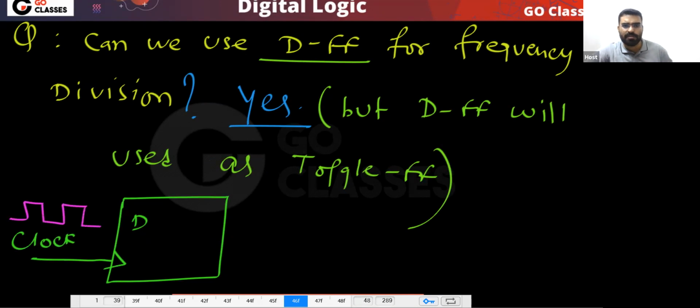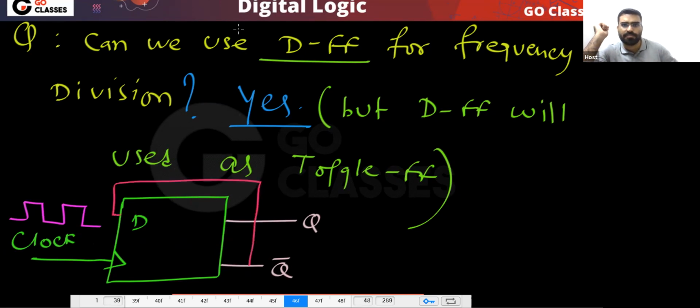Now tell me what will happen. If you want to use this D flip-flop as a frequency divider, you will use this D as a T flip-flop. So which connection should I make? This Q bar will be connected to D.